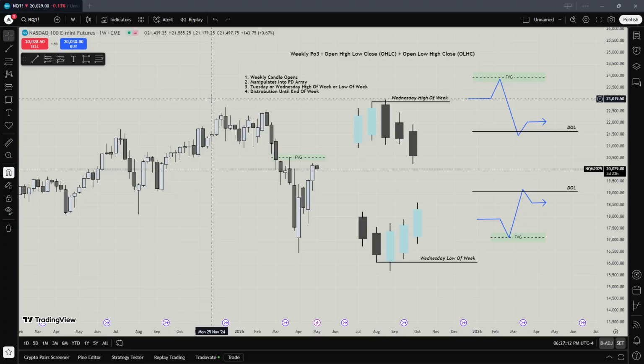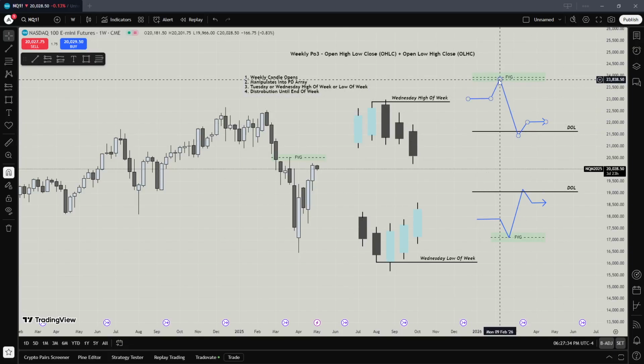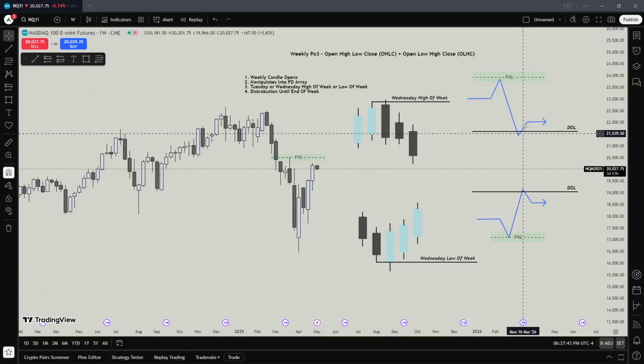So basically what you're looking for is some type of PD array that we can manipulate into at the start of a week. And then based off of that, following Monday, Tuesday or Wednesday, we'll usually put in the high or low. And then from there is where we distribute. So that's where we go towards the drawn liquidity, which is over here. So we get the open, we manipulate Monday, Tuesday, and potentially put in the high Tuesday or put it in Wednesday. And then we distribute the rest of the week, take out our drawn liquidity, and close.